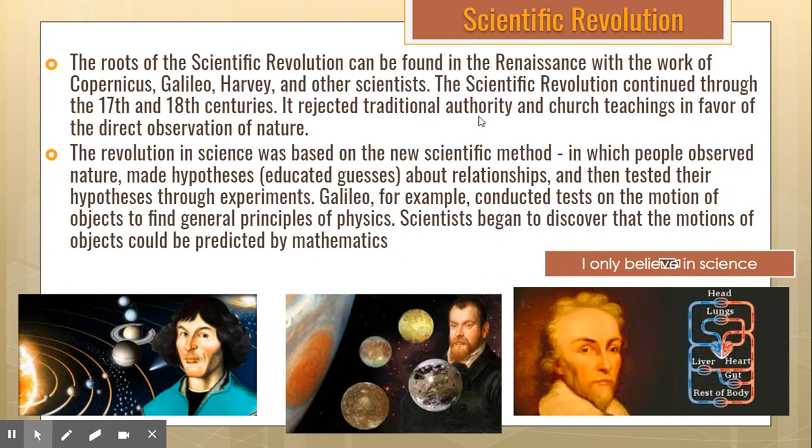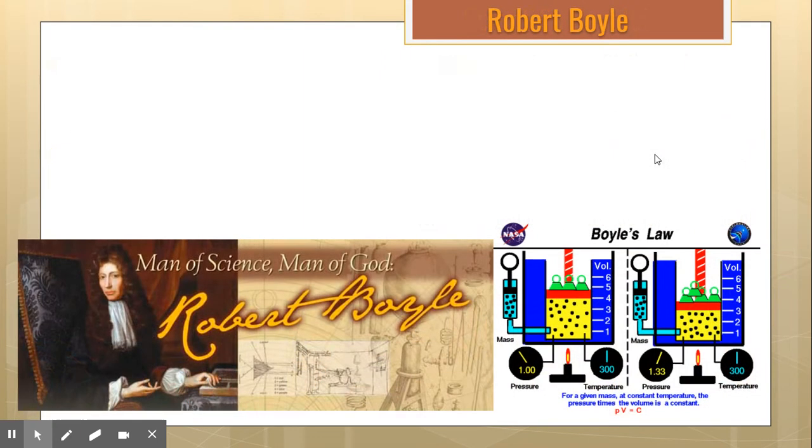So Galileo, for example, conducted tests on the motion of objects to find general principles of physics. And scientists began to discover that the motions of objects could be predicted by mathematics. So they use math to predict how things are going to move, how fast they're going to move, how slow they're going to move, and things like that.